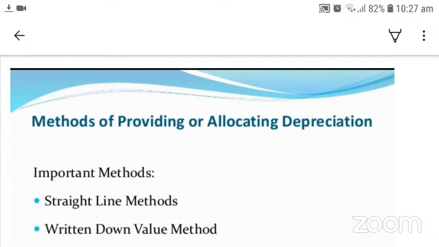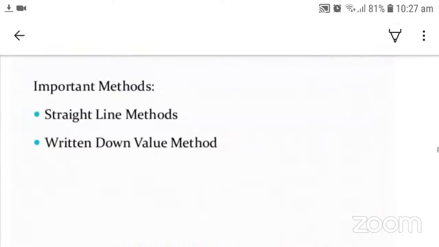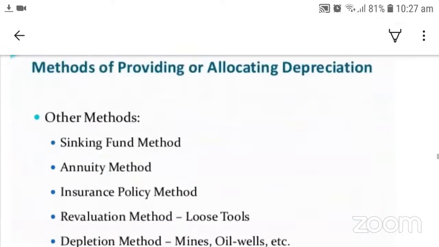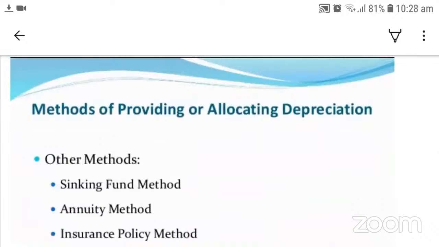Okay, the methods of providing, allocating depreciation. We have important methods. As per the Board of Intermediate, we have two methods to provide depreciation. One is the straight line method and the other one is the written down value method or diminishing balance method. These two are very important methods we are using at present.